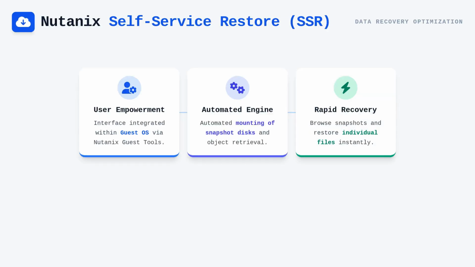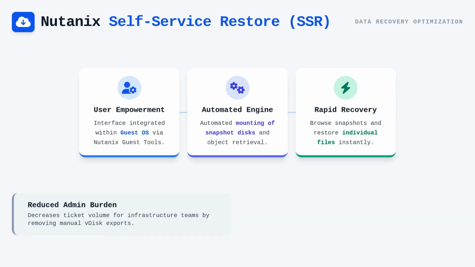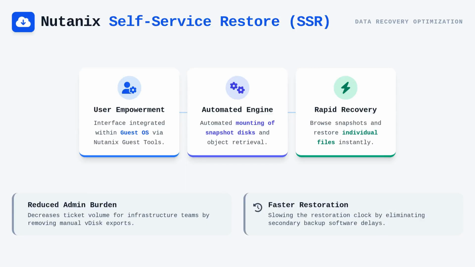From a technical perspective, this process automates the mounting of snapshot disks and the retrieval of file system-level objects without requiring the administrator to manually export vDisks or use secondary backup software. By empowering VM owners to perform these recoveries, you reduce the ticket volume for the infrastructure team while simultaneously slowing the clock on service restoration. This capability is deeply integrated into the AHV architecture, provided the required drivers are present in the guest operating system.